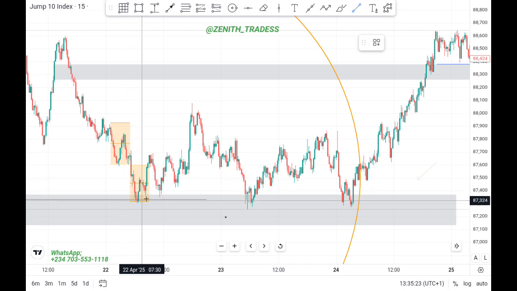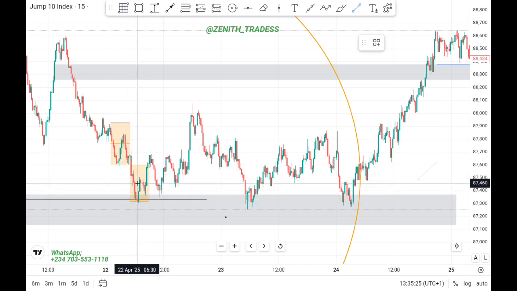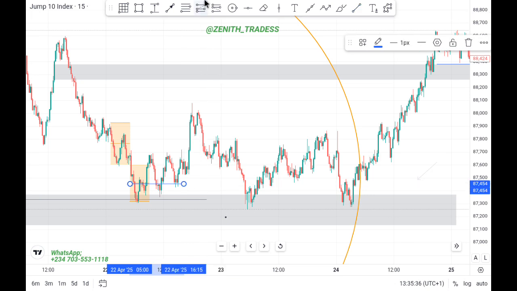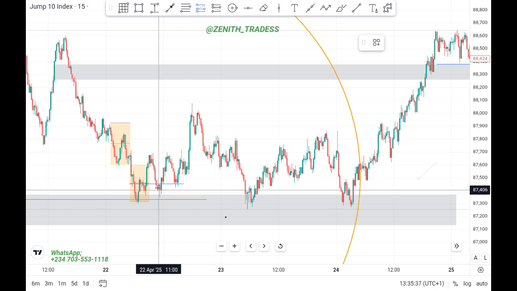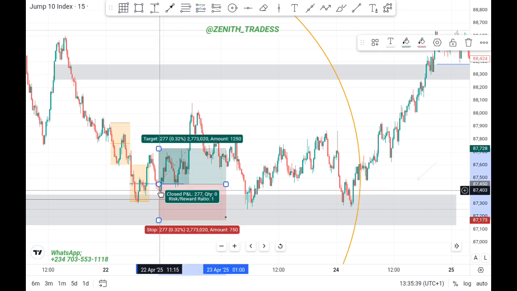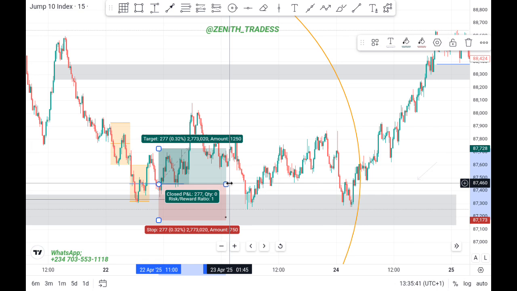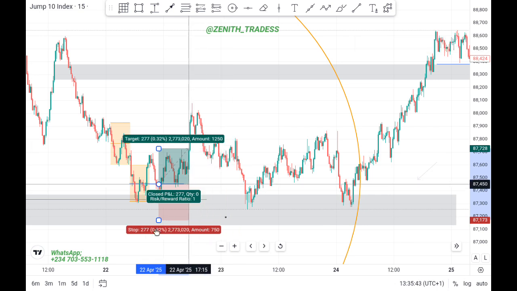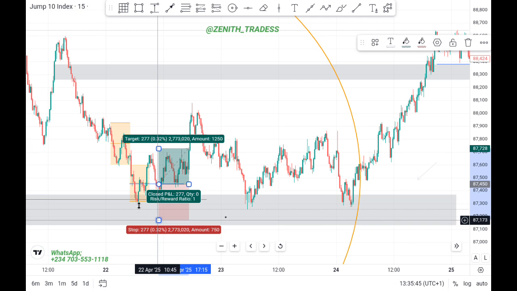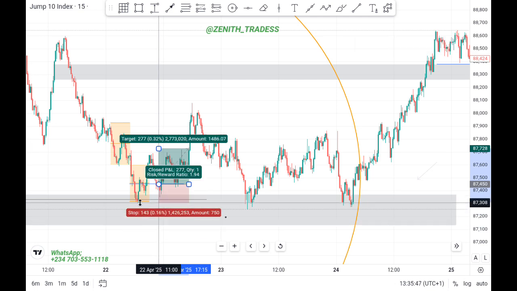But for this case, I'm going to use 50% of my range candle, 50% of my wick, as entry. And once I do that, you see my entry is here, right? My entry is here. Then my stop loss is at the low of the total soup candle.